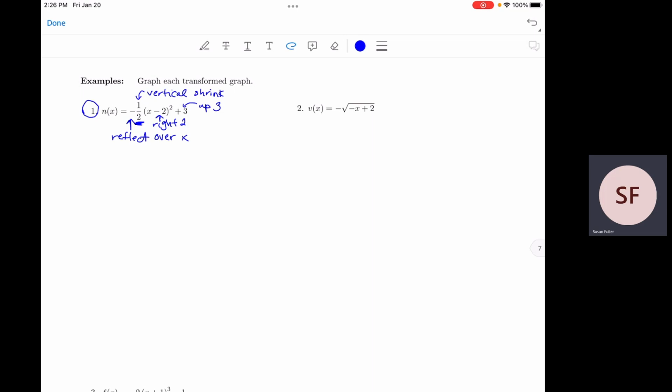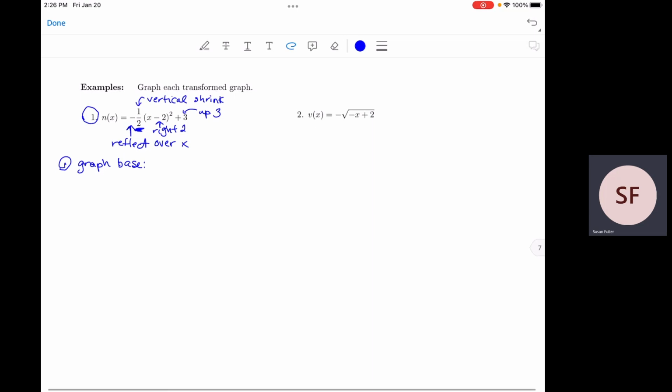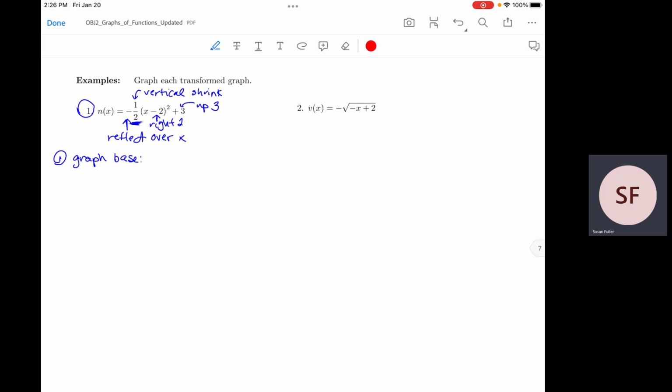Okay, so now what's my base function? The very first thing that I need to do here is graph my base function. What is my base? Okay, so to figure out what that is, we are basically going to take anything that creates a transformation and cover it up. So this negative creates a transformation. This 1/2 creates a transformation. This -2 creates a transformation. And this +3 creates a transformation.